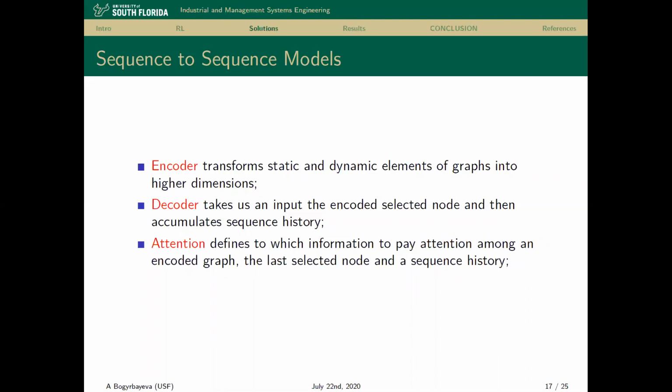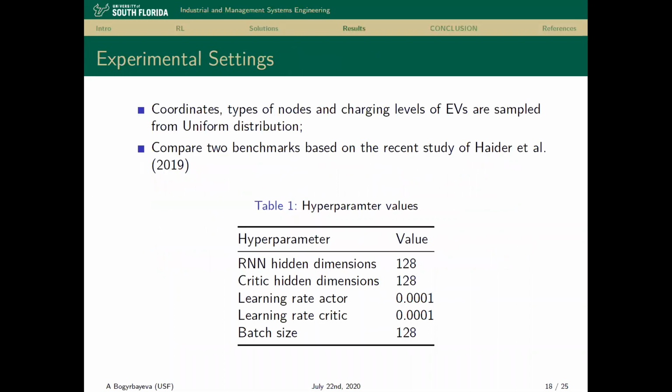And then the decoder, in our case the RNN, is just going to take only the selected node. We also tried to pass the whole graph to this decoder. We tried different ways, but passing only the selected node, basically letting it store only the sequence that we have built so far, is also important. And the attention is going to somehow pick up the most relevant information to produce the policy. So that was the sequence-to-sequence models, and let's look at what it has yielded for our problem.